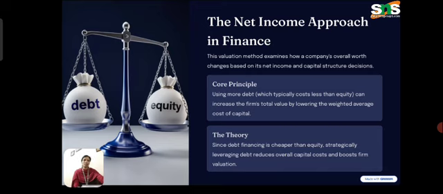There are 2 things: core principles, and the second one is the theories. The core principle is nothing but using more debt, which typically costs less than equity, can increase the firm's total value by lowering the weighted average cost of capital. The theory: since debt financing is cheaper than equity, leveraging debt reduces overall capital cost and boosts firm valuation. This is the second one.